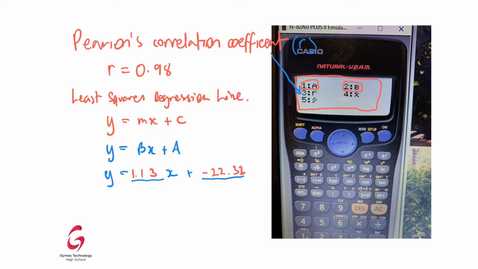Okay, so we're going into those values. We're getting a negative value for c, which is okay, it's fine. And we're getting that value of 1.13 for our gradient. So if we go and write our least squares regression line in full, it's 1.13x minus 22.32. Right, so there is our equation of our least squares regression line.